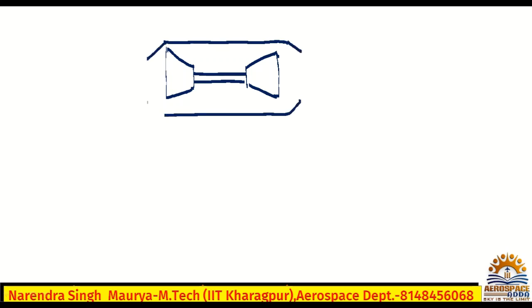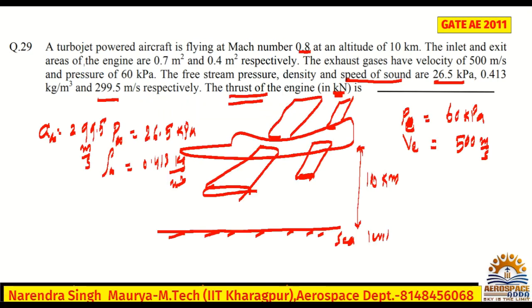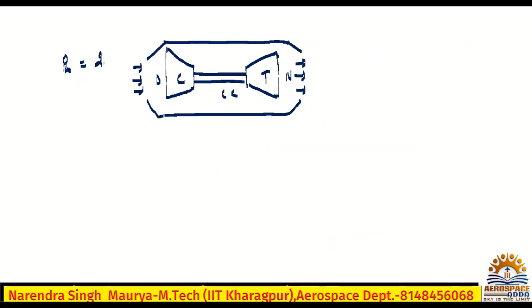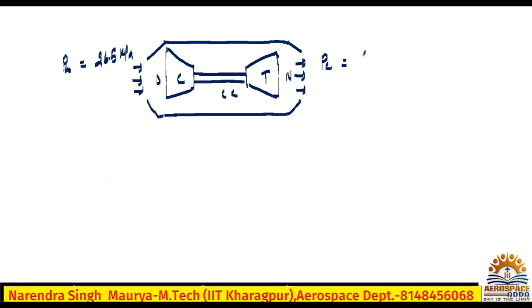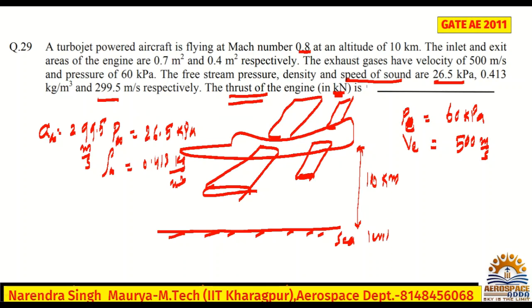This aircraft is flying. Compressor, combustion chamber, turbine, nozzle: we have an exit, and this is the diffuser, we have an inlet. At this altitude they have given P infinity as 26.5 kPa. At the exit they have given PE as 60 kPa, and V exit is also 500, no? 500.